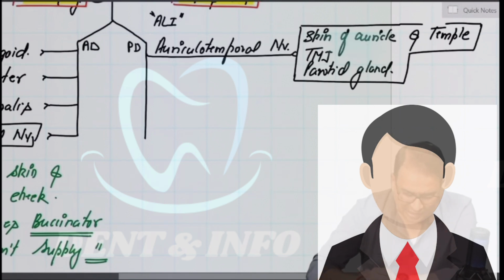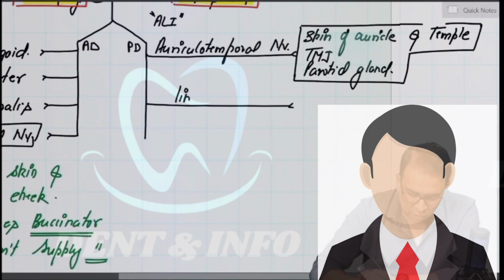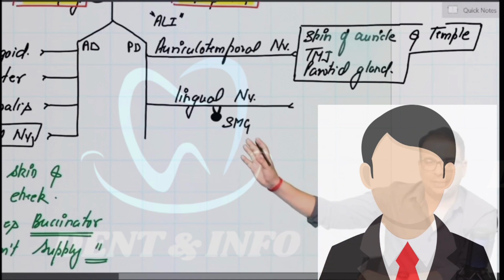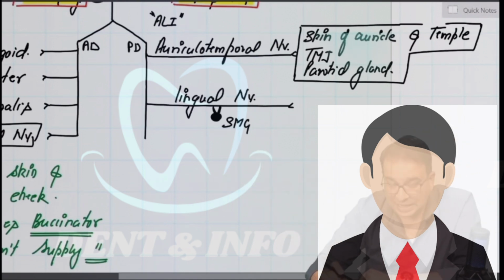Come to L. L is for what? Lingual nerve. The next nerve that we are talking about here is the lingual nerve. Now, guys, the lingual nerve is connected to a ganglion. We have already seen 3 ganglia, and this last ganglion here is called the submandibular ganglion. I'm writing it in short, SMG, submandibular ganglion. So the lingual nerve is first of all connected to the submandibular ganglion.